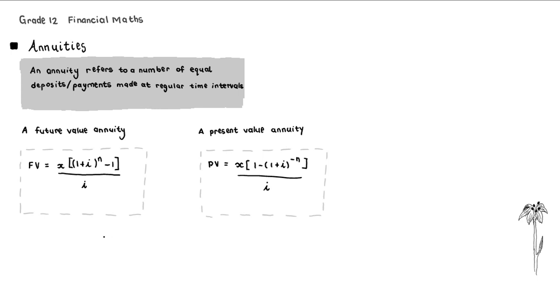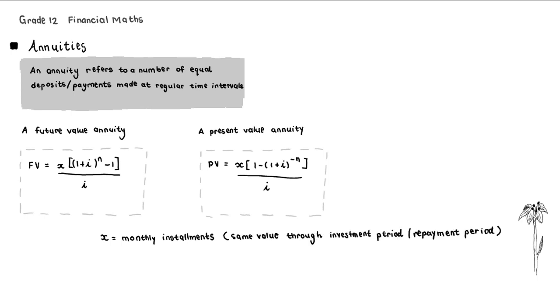In both these formulas, the X value is your monthly installments. Okay, this is the money that you're paying into the account, and this monthly installment is the same value throughout your period. So that's the first thing that you need to know, that the X value is always the same, which is why we said that an annuity, remember, is a number of equal deposits or payments. That is that equal value, the value of X.